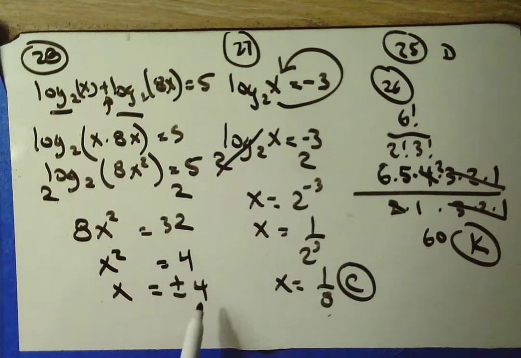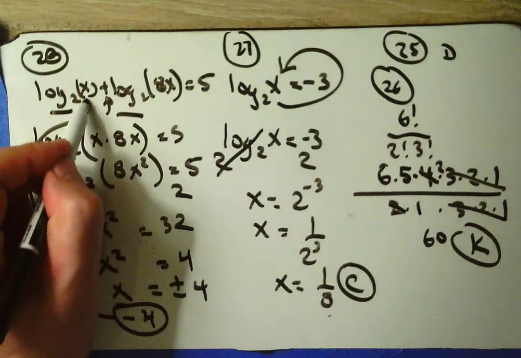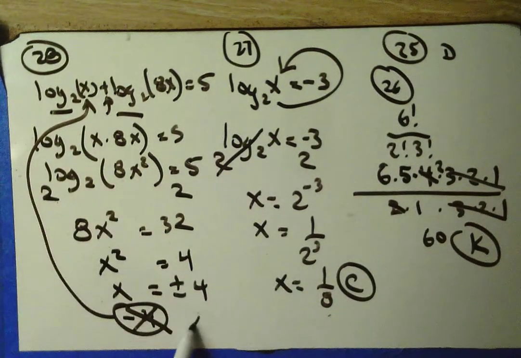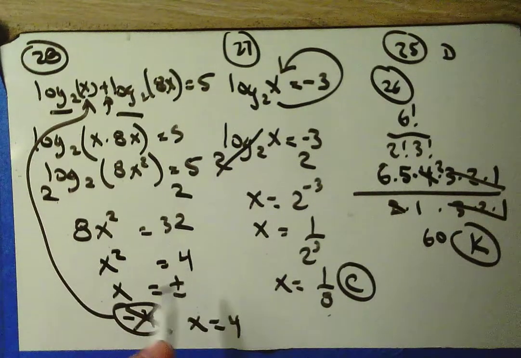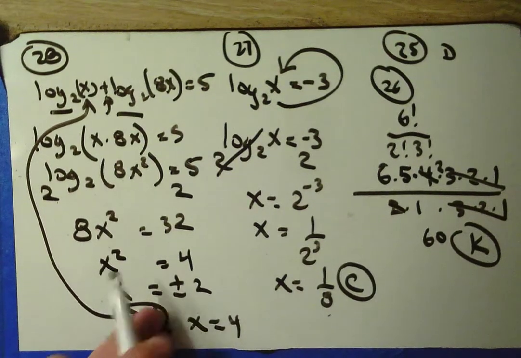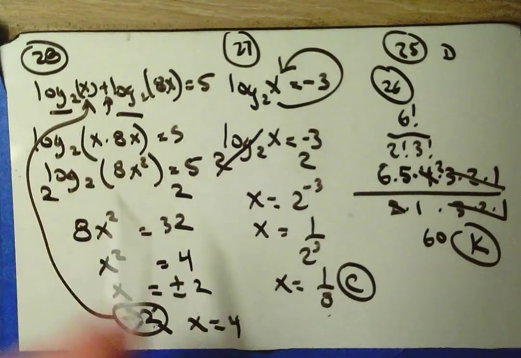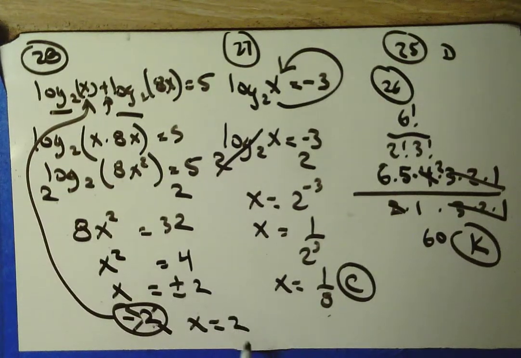However, this is a must-check situation. Remember, I can't take the log of a negative number. The square root of 4 is 2. I can't plug a -2 in here, which means x equals +2 is my only solution, and that's choice F. Choice F for number 28.